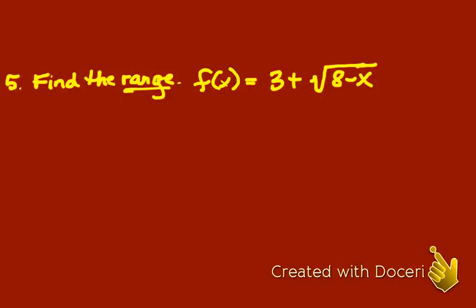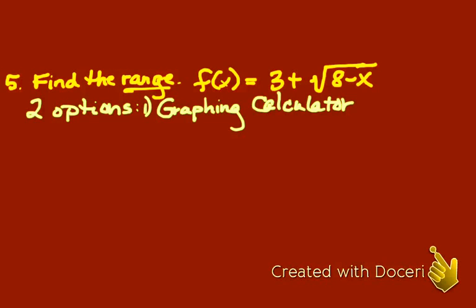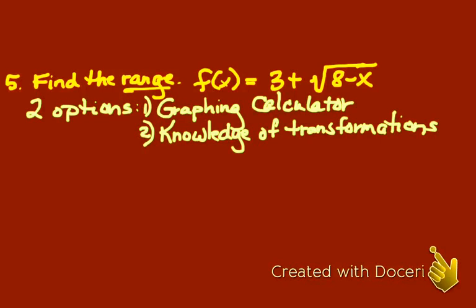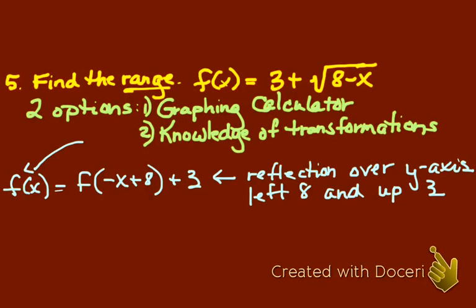You're asked to find the range of this particular square root function, and you have a couple options. One is to use your graphing calculator to look at the highest and the lowest y values on the graph, but you should also have a pretty good knowledge of transformations. The general template of this shows us that it has been reflected over the y-axis as a result of this negative, and then it's been shifted to the left 8 and up 3.